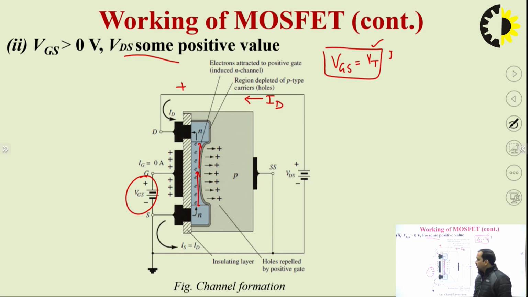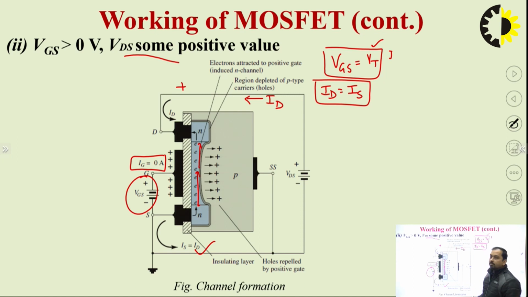the drain current. And since there is proper insulation, the gate current IG equals 0. So we can say that the drain current is equal to the source current, ID equal to IS. This is the situation when VGS is greater than VT and we have applied some VDS. We can write down here that VGS is greater than VT and we are increasing the value of VDS.